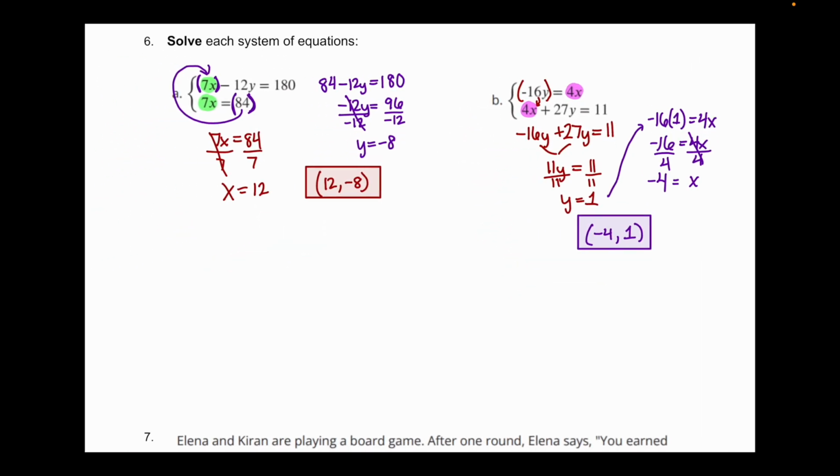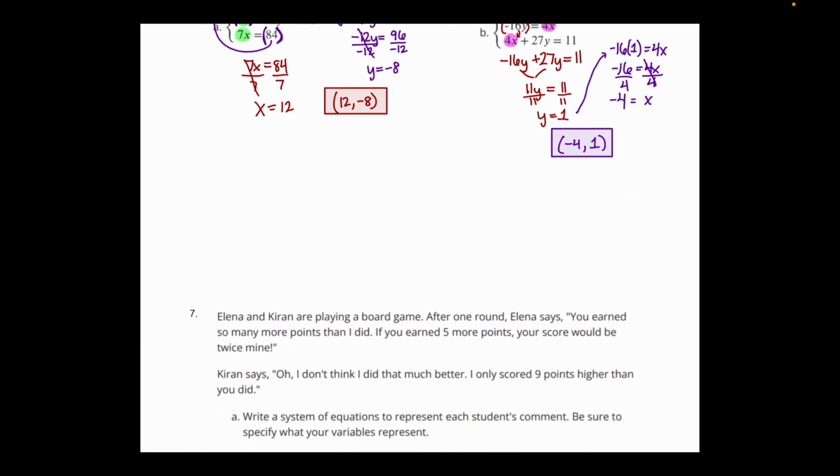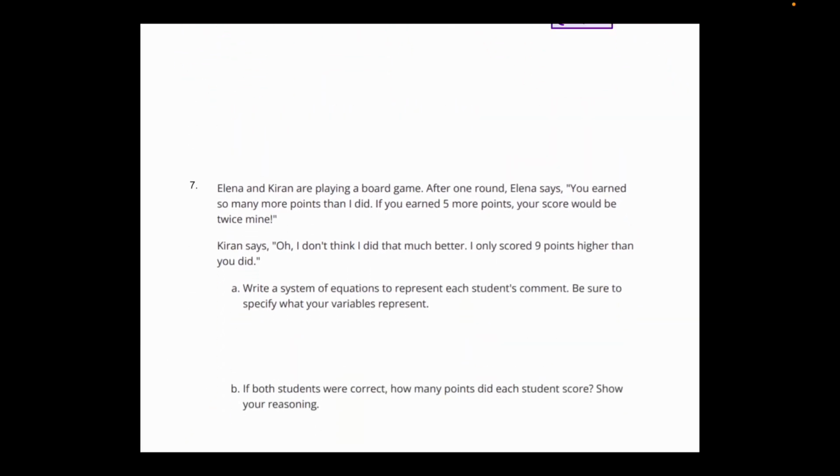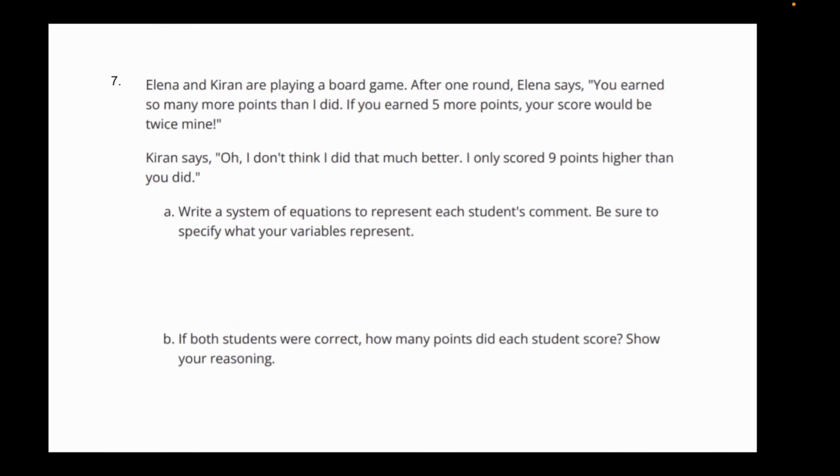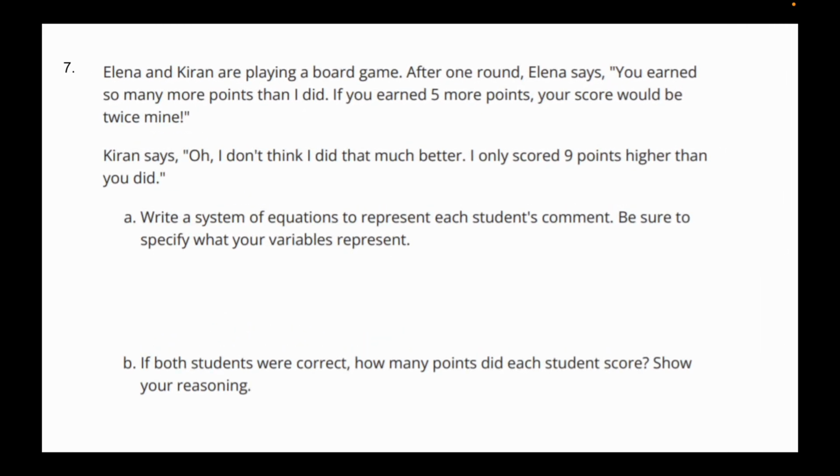That's 6a and 6b. Now the last question does have two parts, but it's a big word problem, so let's break it down. Elena and Kieran are playing a board game. After one round, Elena says, "You earned so many more points than I did. If you earned 5 more points, your score would be twice mine." And then Kieran says, "Oh, I don't think I did that much better. I only scored 9 points higher than you did." So we want to write a system of equations to represent each student's comment and specify what our variables represent.